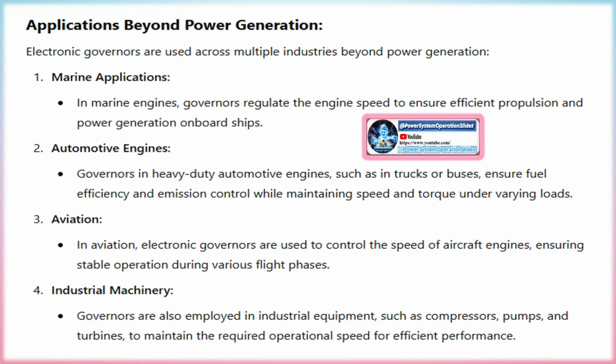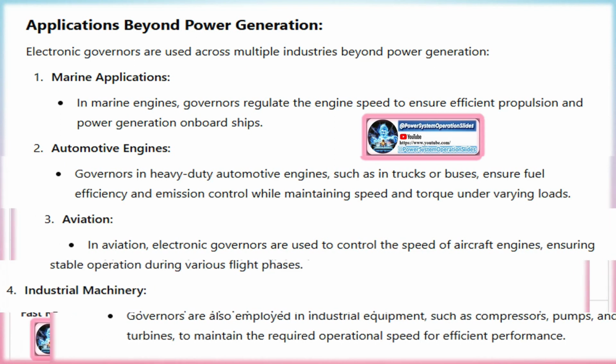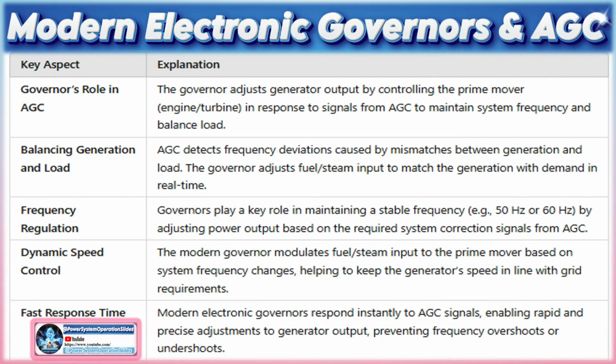Another critical aspect of the governor's role in AGC is its ability to operate in both droop mode and isochronous mode. In droop mode, which is commonly used for load sharing among parallel generators, the governor allows a proportional reduction in speed as load increases. This feature is essential for multiple generators to share load while operating in parallel without causing system instability.